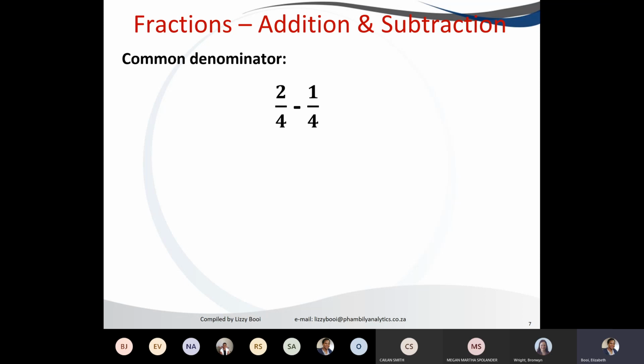So if I have 2 over 4 minus 1 over 4, especially when I do subtraction or addition of fractions, it becomes easy if the denominators are the same. We just subtract or add the numerators. So how do we do that? Because the denominator is the same, we keep the denominator as 4, and we just subtract what is at the top. And that will give us 2 minus 1 is 1 over 4. And that is subtraction of fractions. Easy. Easy peasy.